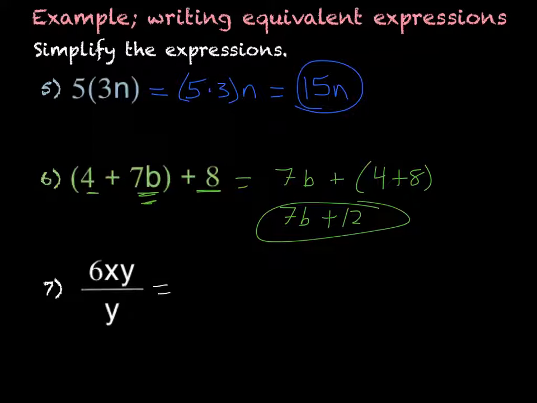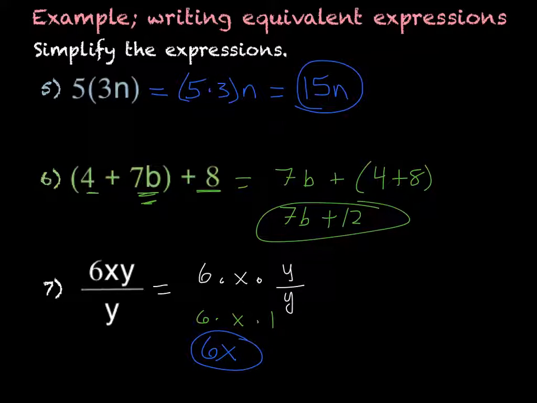And the last one here, I'm going to rewrite this division and multiplication problem: 6 times x times y over y. I basically put each variable together. Well, y divided by y is just 1, so I have 6 times x times 1, so my final answer is 6 times x, 6x. Final answer.